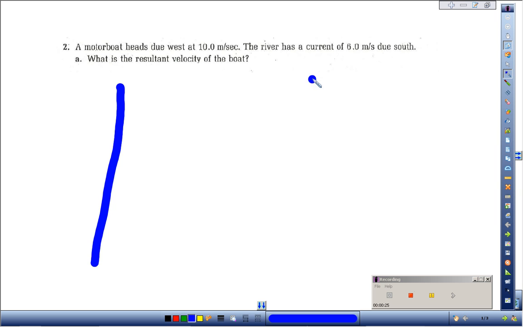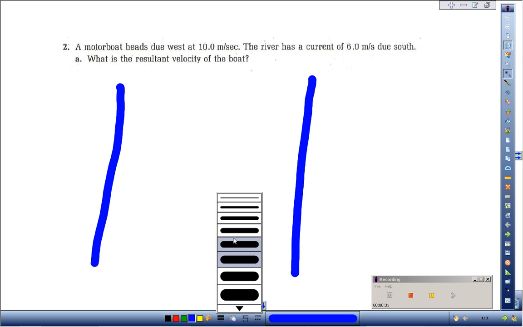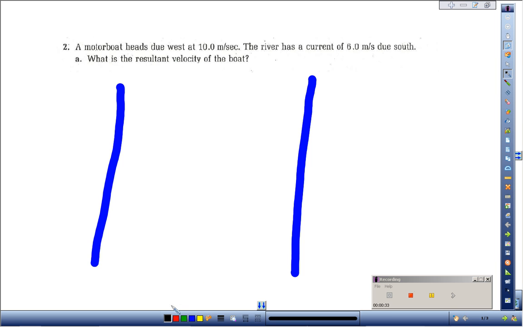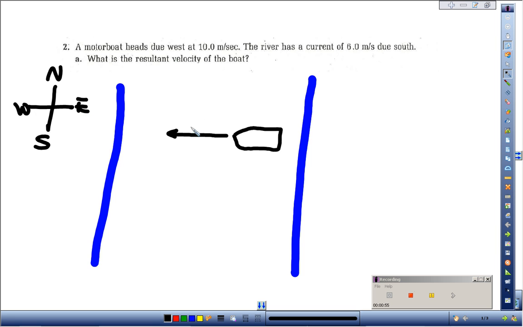In this case, here is the river, and the motorboat can be drawn as it's heading due west. So from above, there's your motorboat. Now it's heading due west with a speed of 10 meters per second. So if you were to draw that as a vector, it'd be in the western direction, and of course you'd give yourself maybe a compass so you can understand what direction is which. And it would be with a velocity of 10 meters per second.